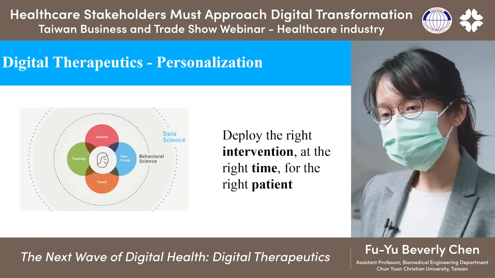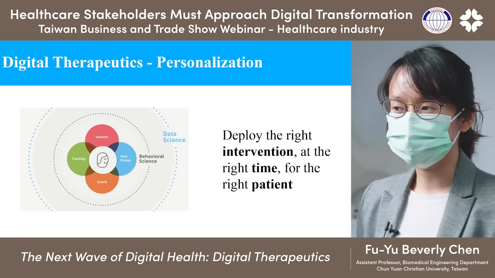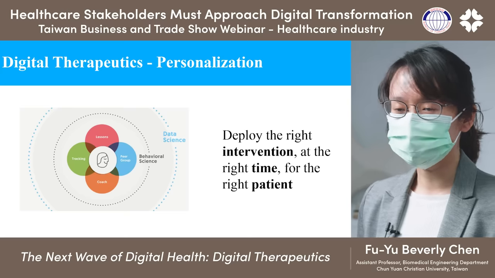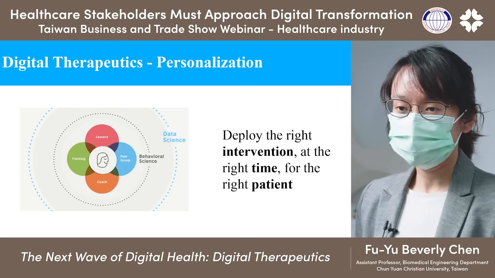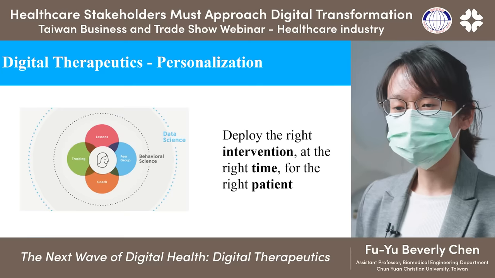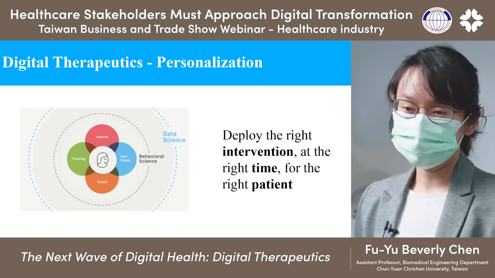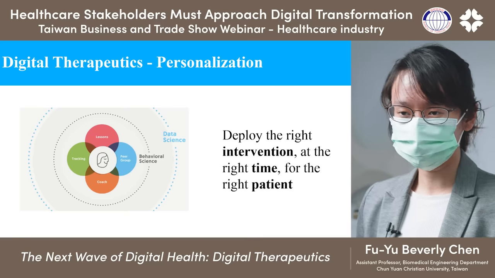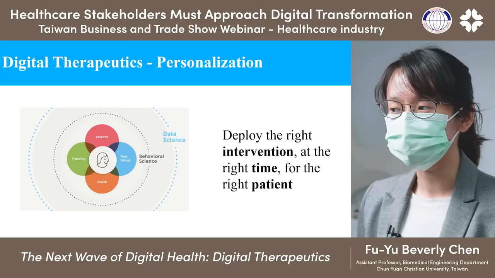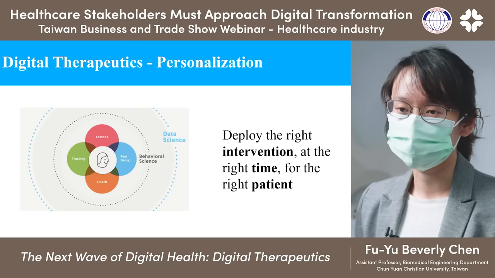So if I summarize, what is digital therapeutics? It is actually providing personalized health outside of the clinical settings, by collecting a lot of our data in our daily life to change our behavior. And by having the mobile phone with us all the time, it can deploy the right interventions at the right time for the right patients.